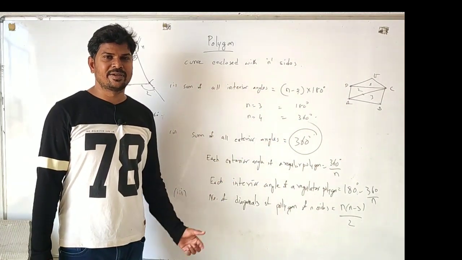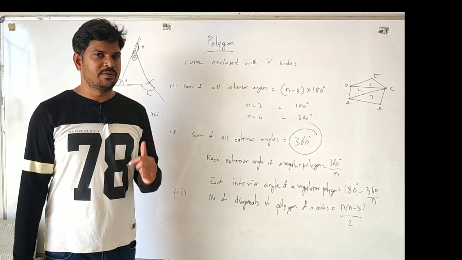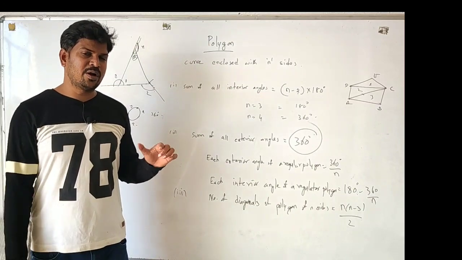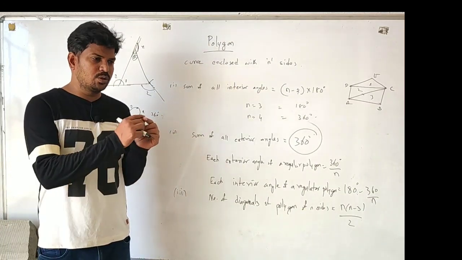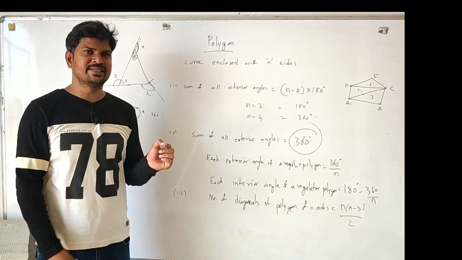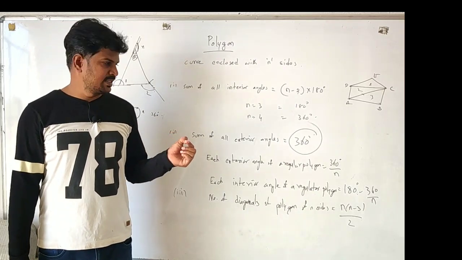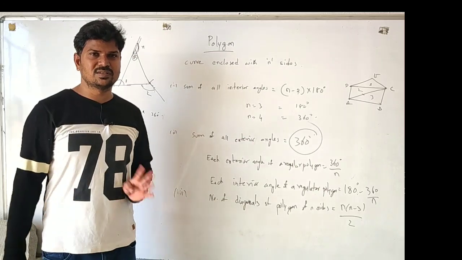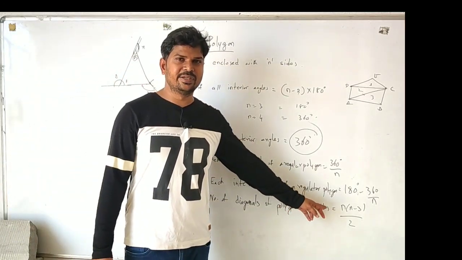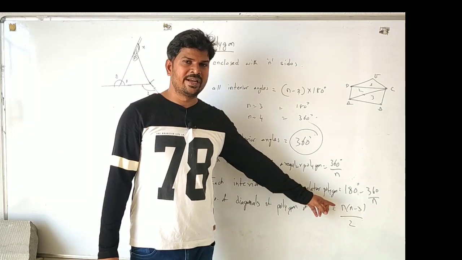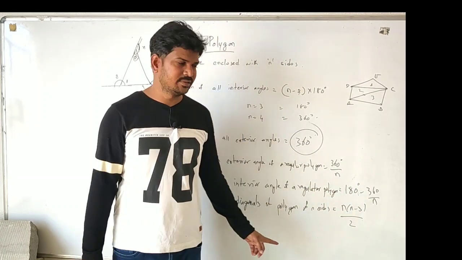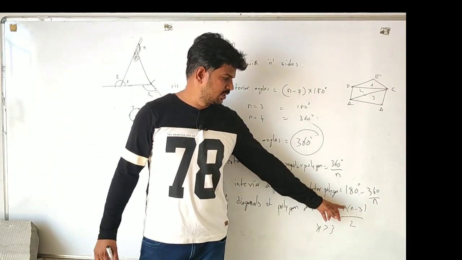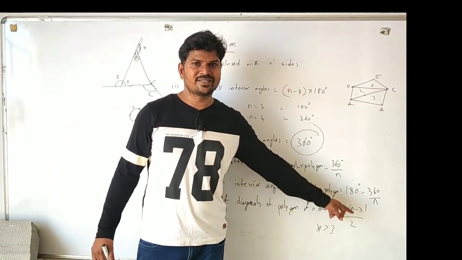How many diagonals can be drawn for a polygon? What are the requirements for a diagonal to be made? We require two non-adjacent, opposite vertices to make a diagonal. So the minimum number of vertices required to make a diagonal is 4. That's why the formula is n into (n minus 3) divided by 2, where n takes a value greater than 3. If you substitute 3, 3 minus 3 becomes 0, so the number of diagonals is 0.